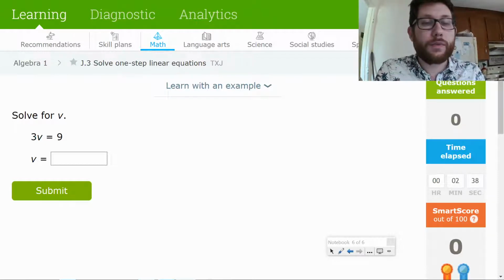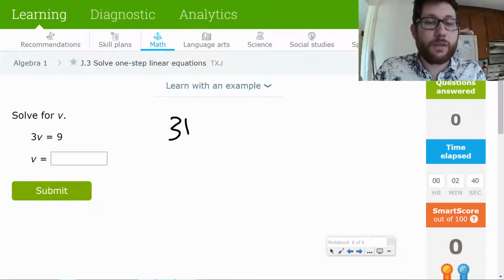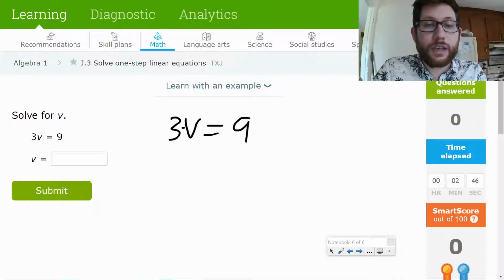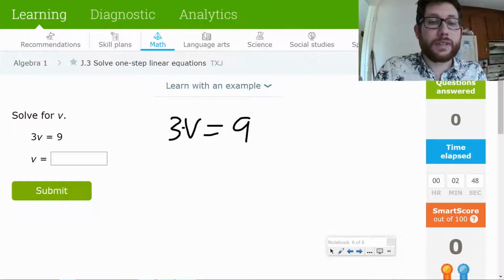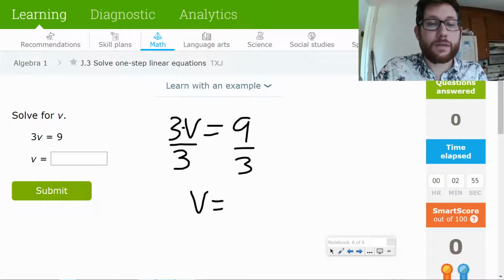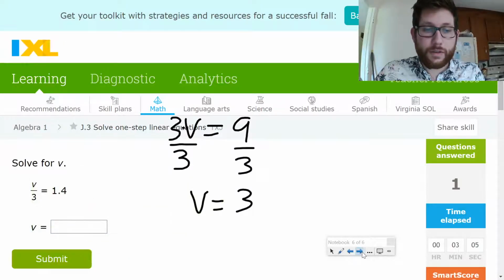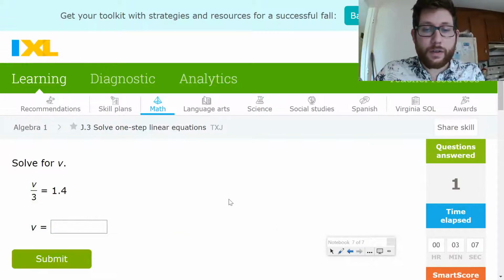So notice here, let's just write this out: 3v is equal to 9. I want the v by itself. Originally it's multiplication, so I'm going to do my opposite sign here, and I'm going to divide both sides by 3. And so I end up with v is equal to 9 divided by 3. That's going to come out to 3, and that's going to be my final answer here. I get v is equal to 3. That looks great. Let's take a look at another one.